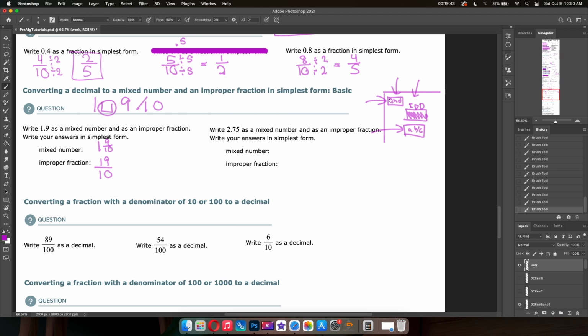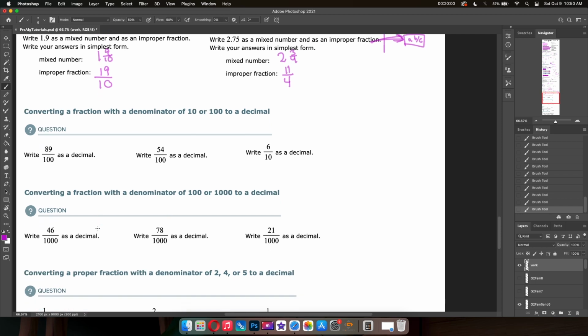With 2.75, I hit second and fraction to decimal, and that will get me 2 3/4. And then second and the ABC button, and that will get me 8 plus 3 is 11 over 4. That's what you're looking to do here.